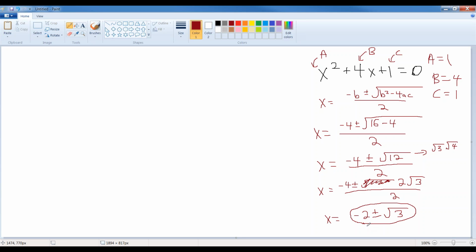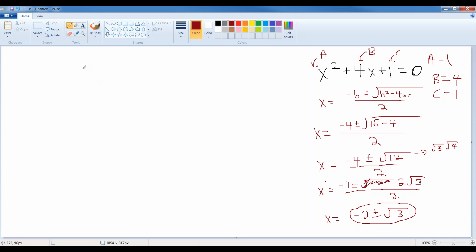There's always two answers in a quadratic equation. One of them is negative 2 plus the square root of 3, and the other is negative 2 minus the square root of 3. So the square root of 3 is about 1.67 or something like that. So one answer is going to be about 3.67, and the other answer is going to be about 0.3 something. So that's one way of doing it.